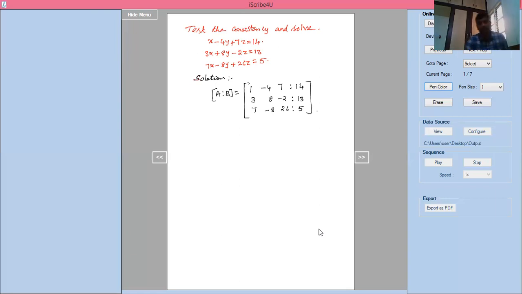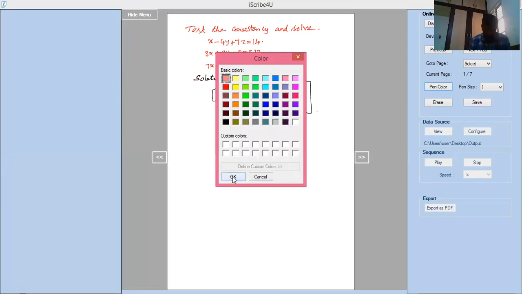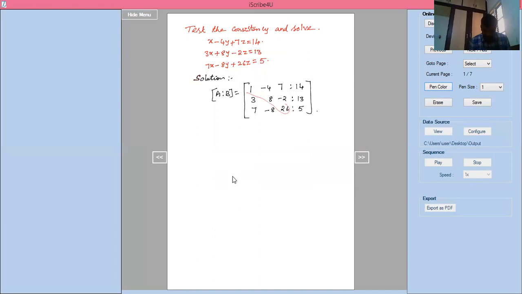Now, how do you simplify this one? We have to test the consistency and solve the given system. First here 1 is there, here 3 is there, 7 is there. First you have to identify the principal diagonal element. Then below the principal diagonal elements, you have to make 0. This is 3 and this is 7. Now, in the R2 row, I have to make 0, and similarly in the R3 row. R2 minus 3R1, R3 minus 7R1.